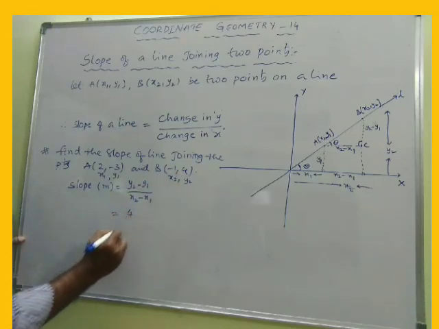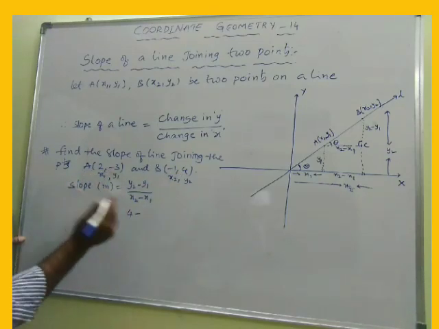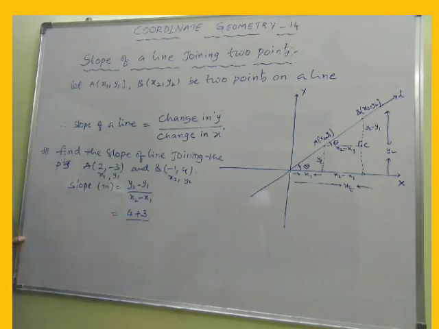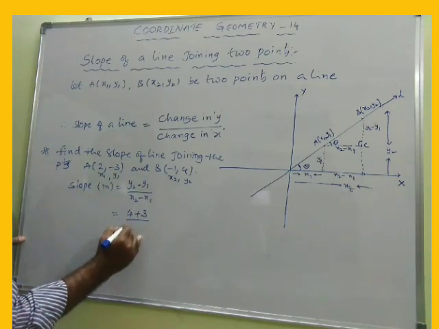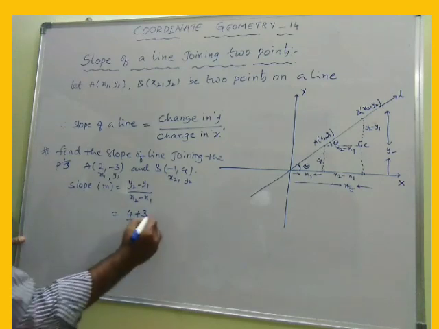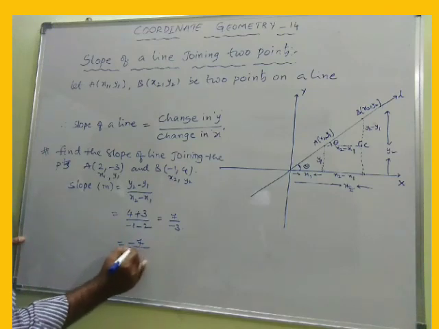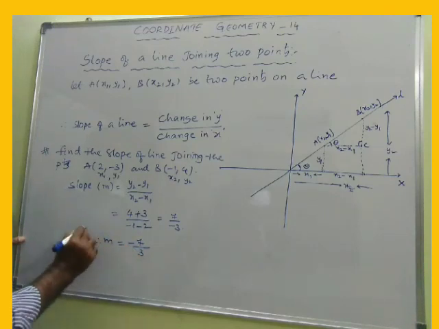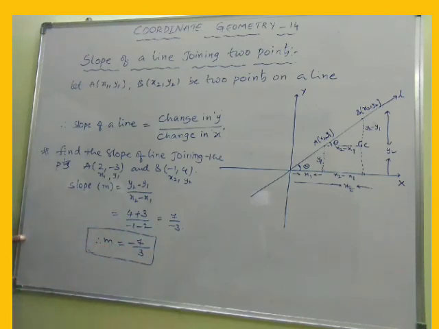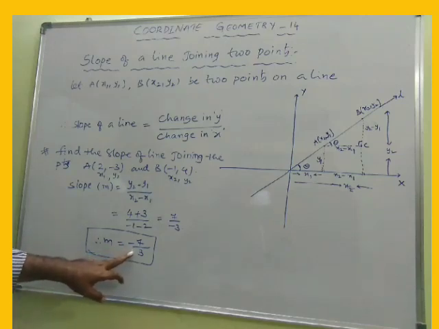What is the y2 value? 4, minus y1 value, which is minus 3. Minus of minus is plus. x2 minus x1: minus 1 minus 2. So finally we get 7 by minus 3, which equals minus 7 by 3. Therefore the slope of the line joining the given points is minus 7 by 3, which is very simple. Easily we can find the slope of any line when we know at least 2 points on it.